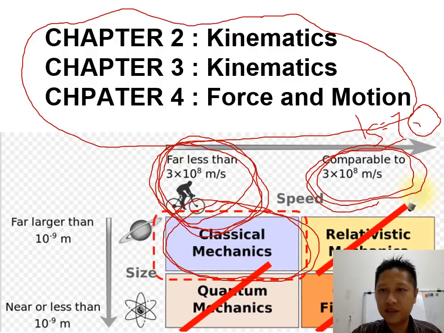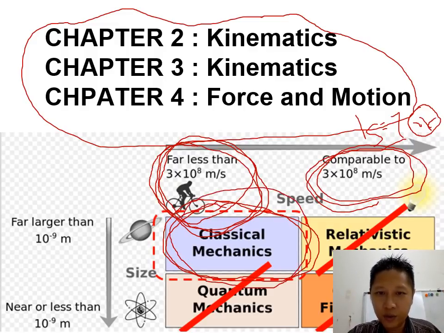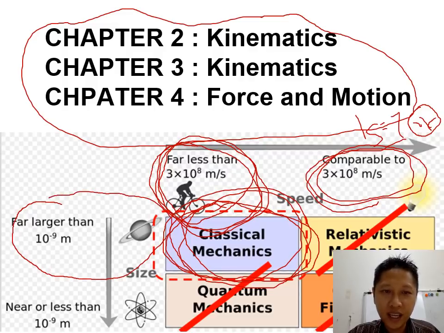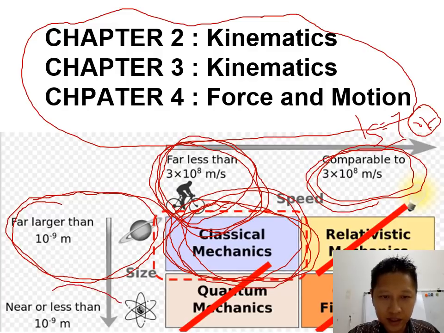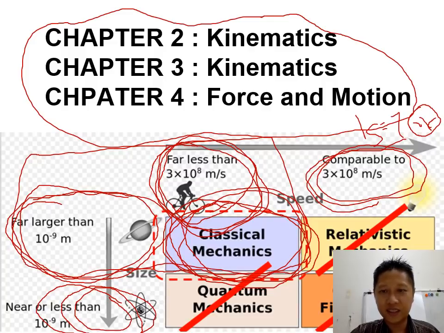Circle the earth. This is the earth. 7 times. 1 second, not like 1 hour, 1 second. Why does our study fall under classical mechanics? Because the size of our object is relatively big. It's not as small as the molecule or the atom or the electron, but it seems quite big. So that's the reason chapters 2, 3 and 4 fall under classical mechanics.